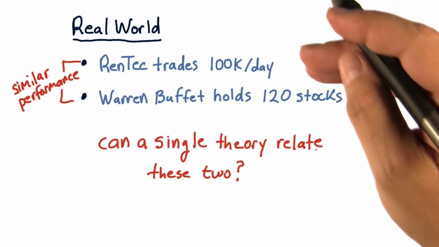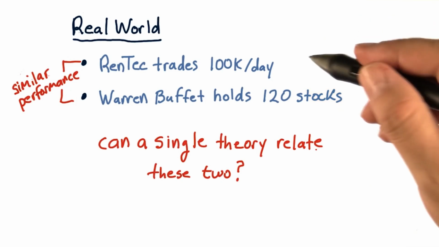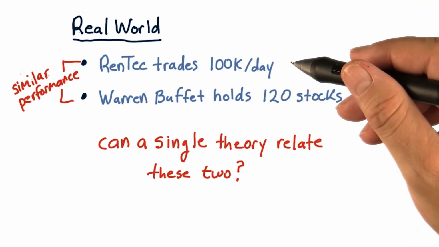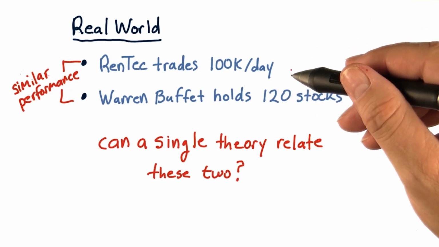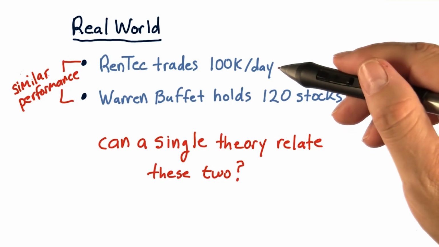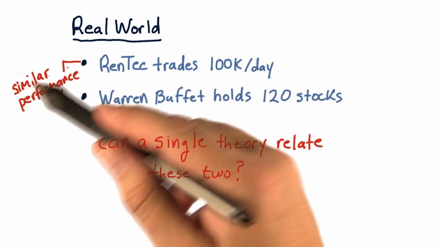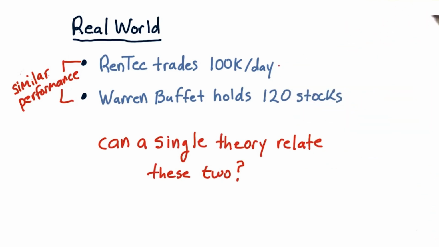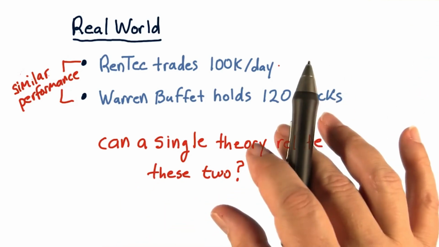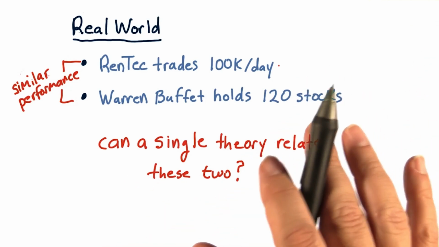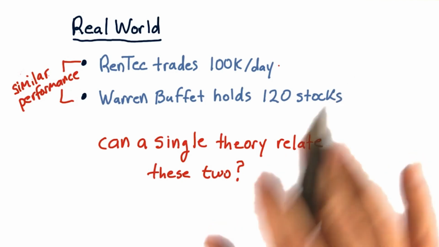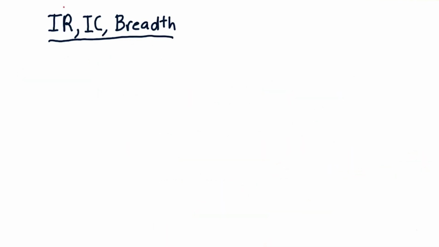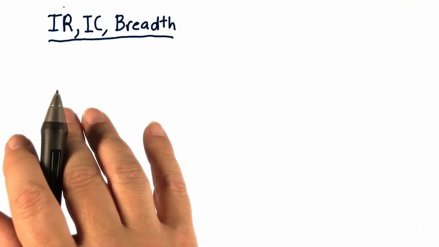Can a single theory relate these two? Can it account for the vastly, widely differing numbers of trades per year? And can it relate the fact that they have similar performance and maybe different levels of skill? How does that all work together? Well, yes, there is a theory that can relate them. It's the fundamental law of active portfolio management, and I'm going to show it to you in just a moment. Before I introduce the fundamental law, I've got to define a few terms.